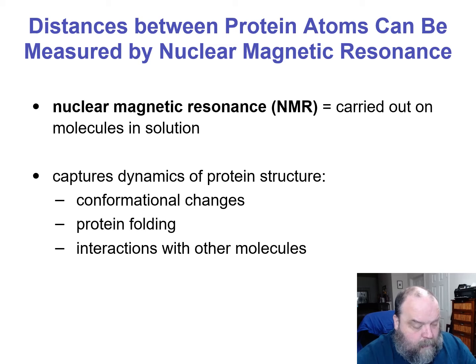NMR is another mechanism you can use for getting the structure of a protein. Nuclear magnetic resonance, NMR. Turns out all the atoms in your body have a specific spin pattern.